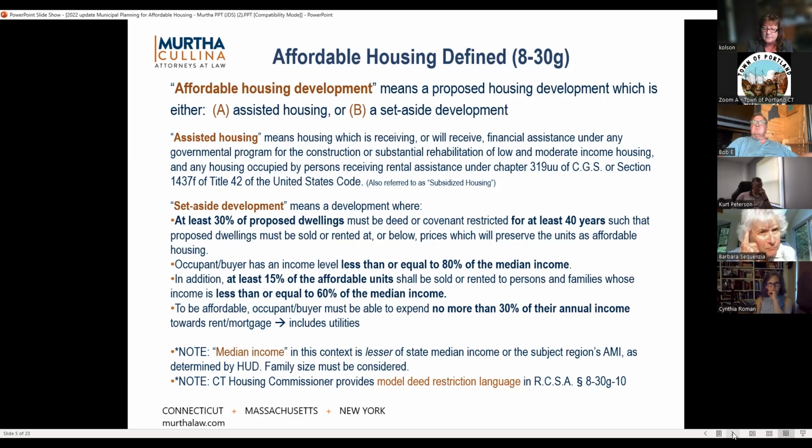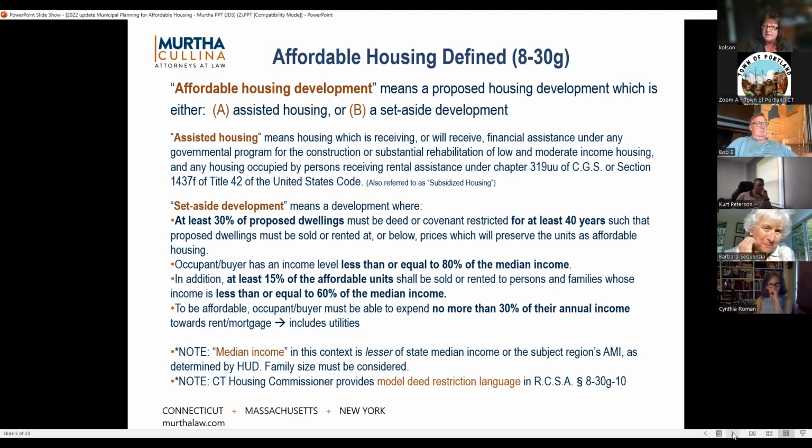What does that mean? An occupant or buyer must have an income level less than or equal to 80% of the median income, and at least 15% of the affordable units have to be sold or rented to persons and families whose income is less than or equal to 60% of the median income.